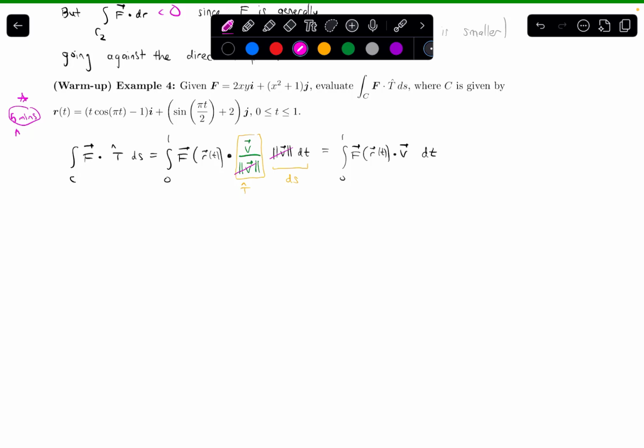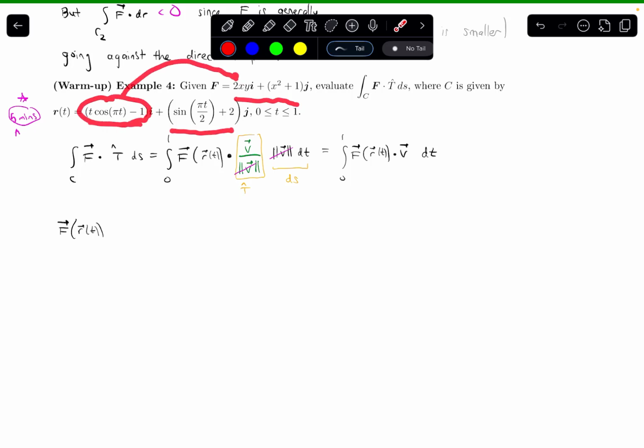Okay, so hopefully you paused it to try it. Let's talk about it. If I were to do it this way, I would now need to figure out f of r of t. That means take this parameterization, with this x component and this y component, and plug those into my vector field. Wherever I see an x, I plug in what x is from the parameterization, and wherever I see the y, I plug in y.